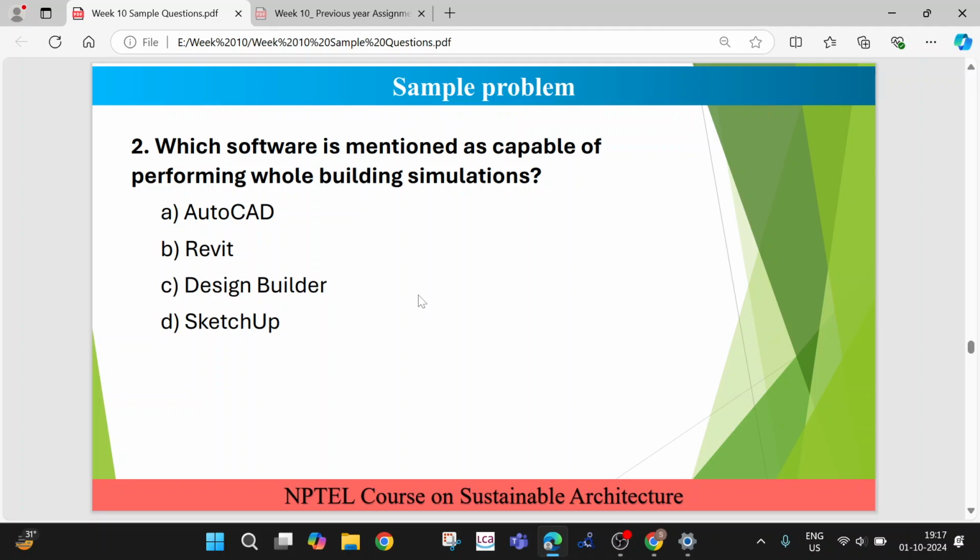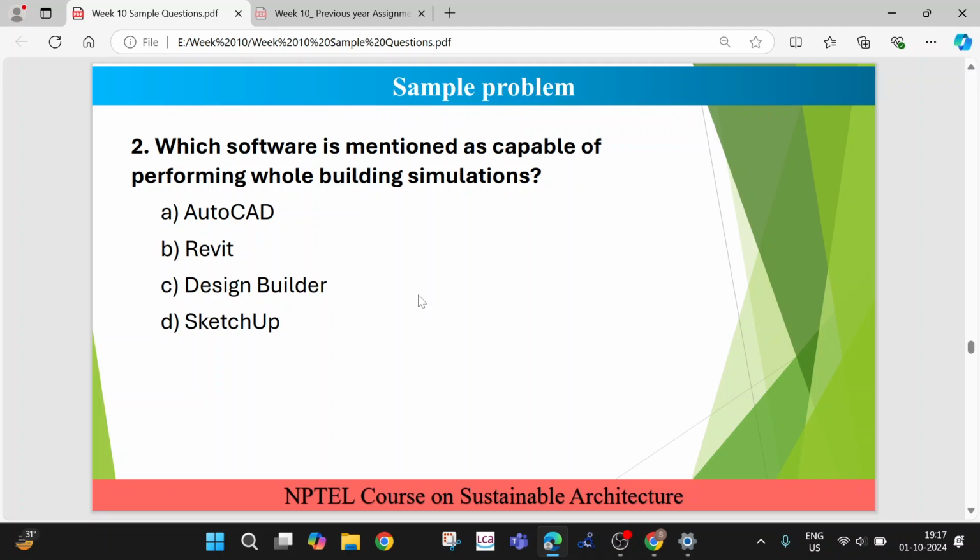Are you getting what I mean to say? Yeah, sir. But Revit, with some sort of plugins, we can do simulations, right? Yeah, but in this software, particularly in Design Builder, you will see there is the EnergyPlus simulation engine. All the different kinds of optimization, life cycle analysis, or environmental impact analysis can be done. That means whole building simulation, not only energy analysis I'm talking about.